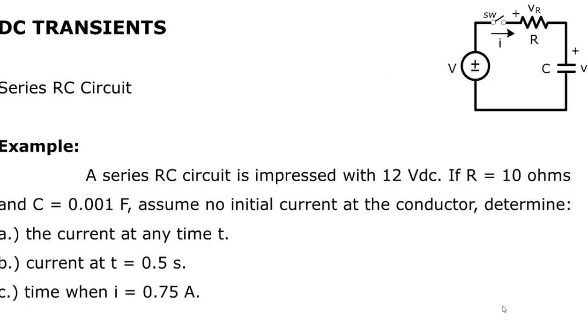For example, a series RC circuit is impressed with 12 volts DC. If the resistance is equal to 10 ohms and the capacitance is equal to 0.001 farad, assume no initial current in the capacitor. Determine, letter A, the current at any time t. For letter B, calculate the current at time equal to 0.5 second. And for letter C, calculate the time when the current is equal to 0.75 ampere.